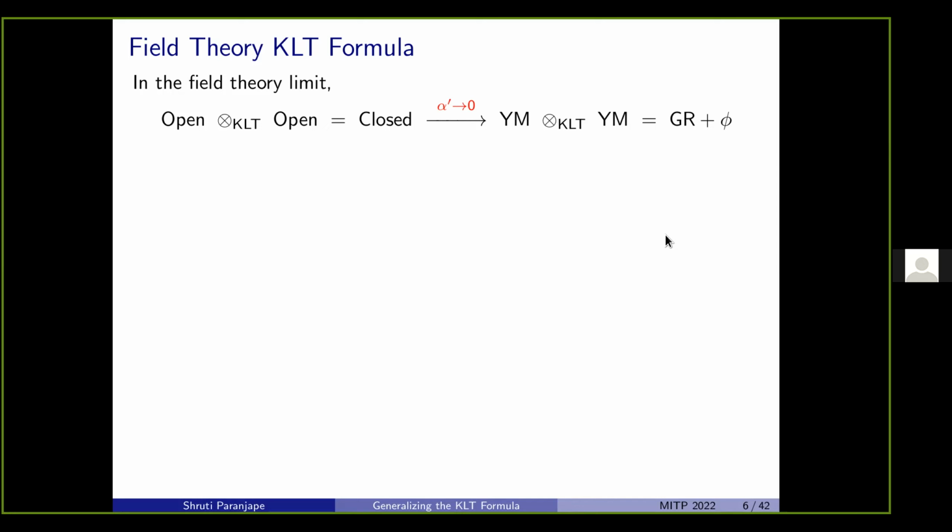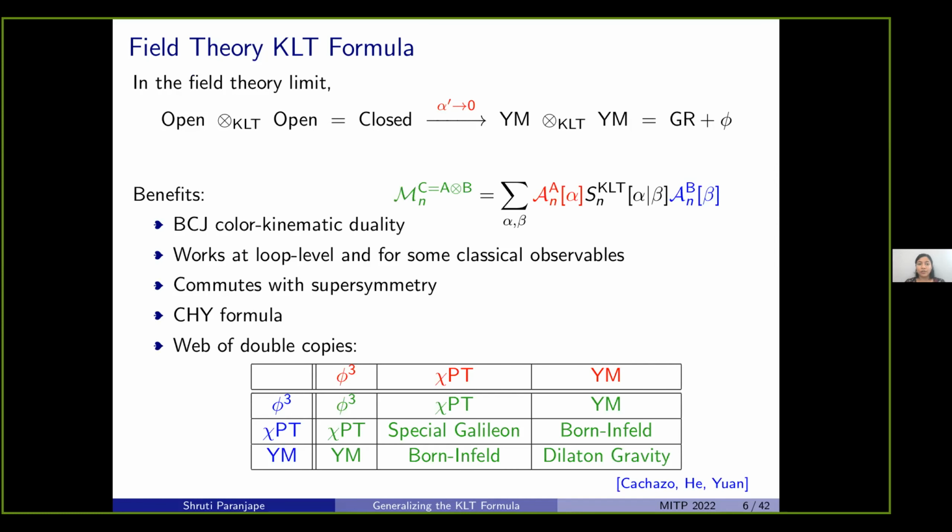Good. So a lot of rich structure arises when you take the field theory limit of the KLT formula. And I think the first nicest one, in my opinion, is the BCJ color kinematic duality, right? Which we've talked a lot about over the course of this workshop.